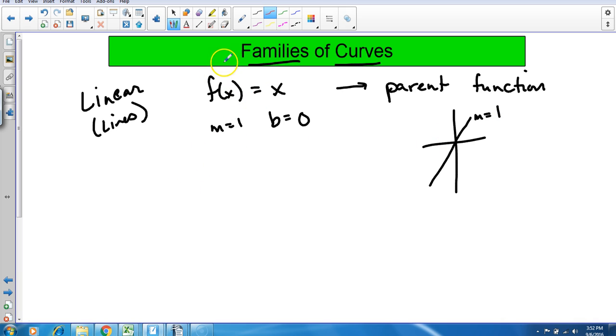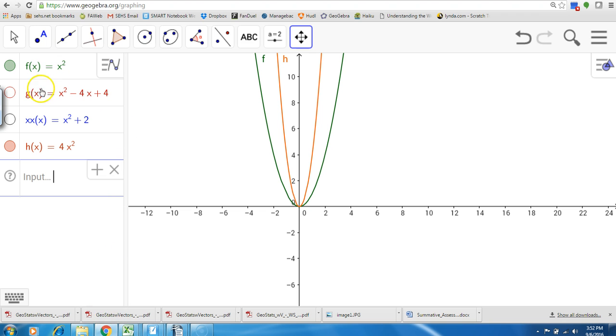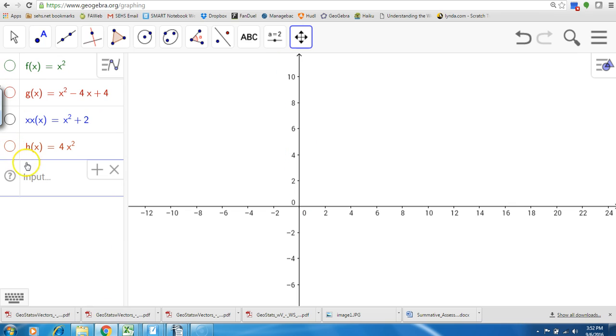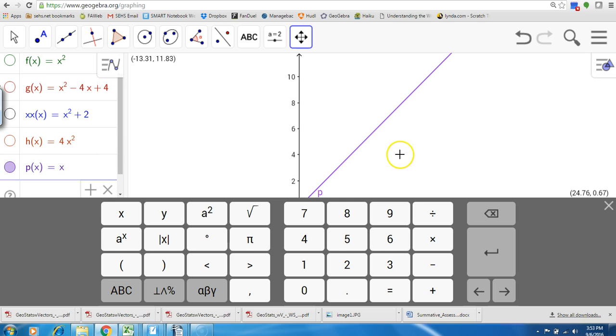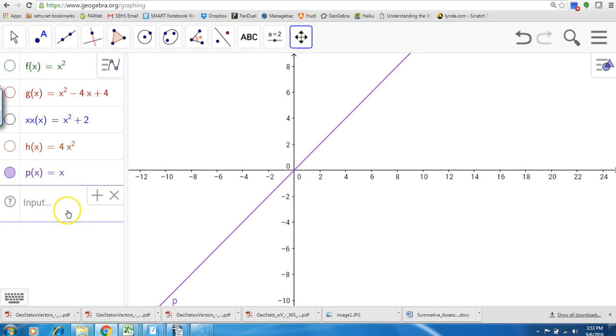Alright, so we can take this and algebraically, let's say we look at f of x plus 1. Let's go back to our graph here. Let's go ahead and get rid of all this stuff. Now we want the parent function to be x. Just x. Here's our function. See, it's got a line that passes through the origin.